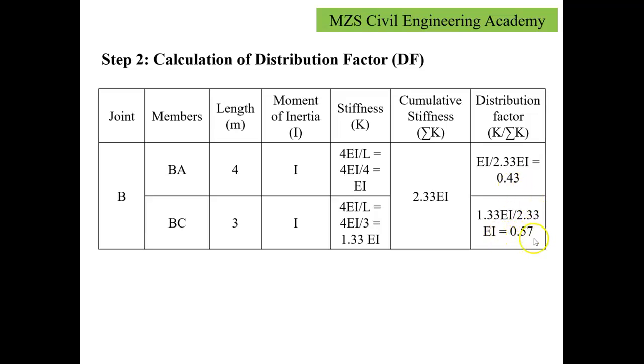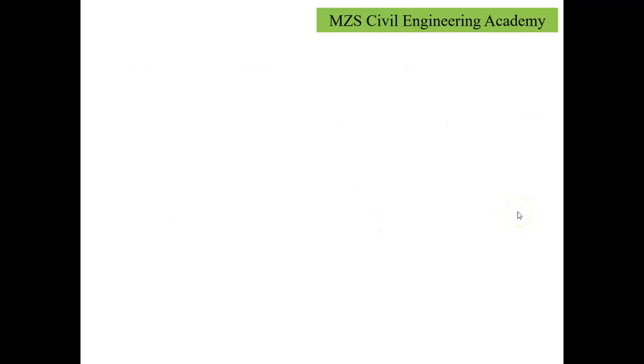So if I add these two values, 0.43 and 0.57, it results in a value of 1. Okay. Next, step number 3. After doing this, we will perform the moment distribution.